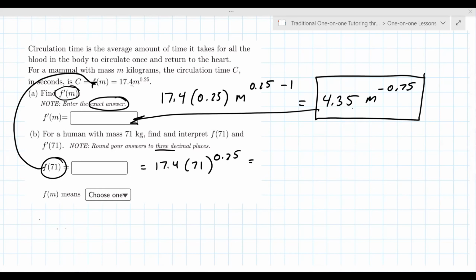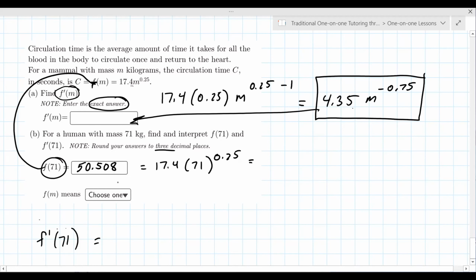Okay, so I get 50.508 for that. Well, I'll screen share again real quick. Well, you can just read it off. It's probably f prime of 71. F of m means for a human mass of 71 kilograms, the circulation time.